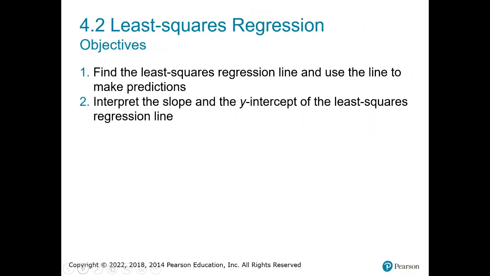Right, so we're going to start with section 4.2, and we are going to actually figure out how we create the least squares regression line. And then we're going to use that to make predictions. After we do create our line, we can talk about what the slope and y-intercept of those lines mean for their scenarios. So just like before, I'll show you how we do this by hand, and then how we can do it with technology.